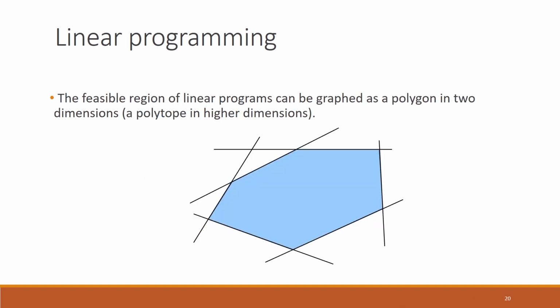Note that the feasible region of all linear programs can be graphed as a polygon if we have just 2 dimensions, that is, we just have 2 decision variables, and if there are more decision variables, for example, if there are 3 decision variables, then it will be a polyhedron.